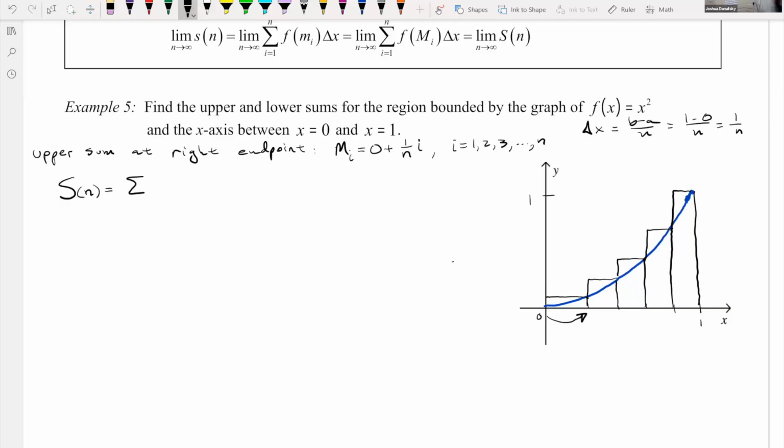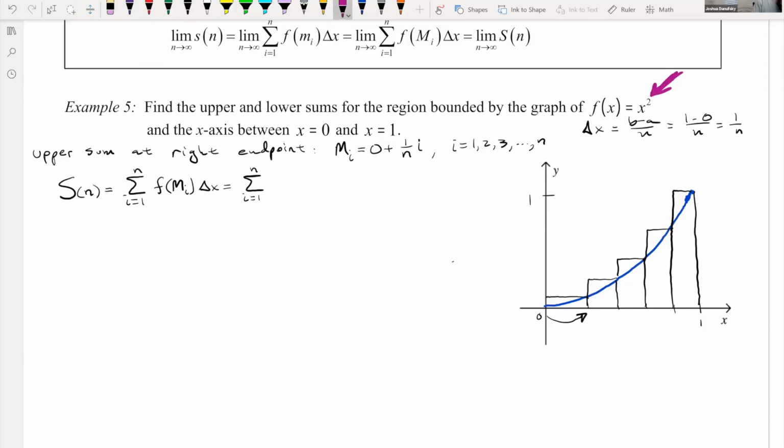We're going to have the sum i equals 1 to n. We want the height of the function at each of our capital M sub i's, right? Those are x values where we have our maximum, our tallest potential rectangle. And then we're multiplying that by delta x. And that's going to be the sum i equals 1 to n of our function, which is just the squaring function, right? I just square my x values.